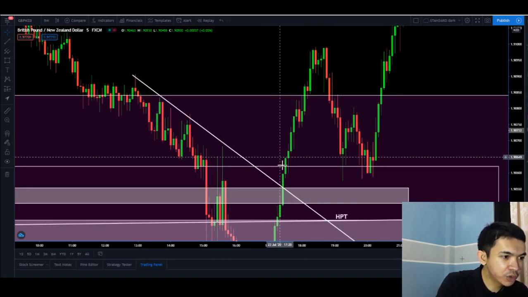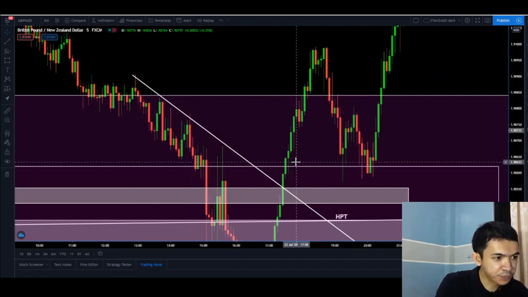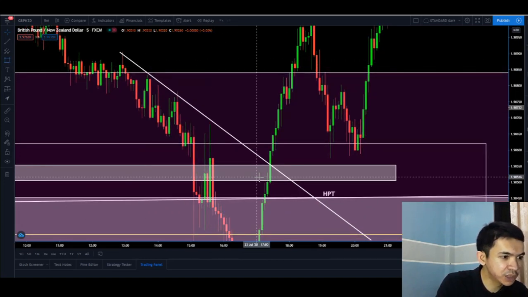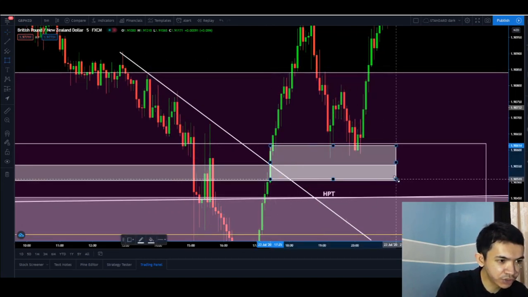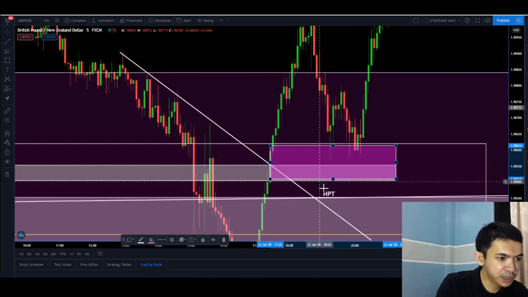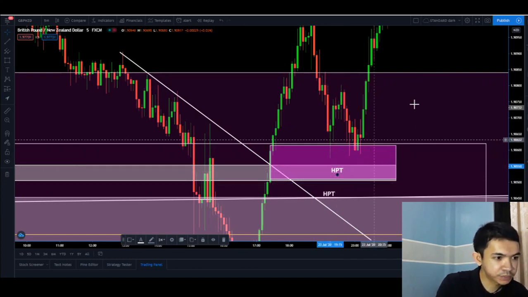And am I going to enter once I saw this breakout from this counter trend line? Of course not. You want your price to return to your HPT. Where is my HPT now? Your HPT will be here, right? It's going to be your new high probability trade zone on a 5-minute time frame, right?